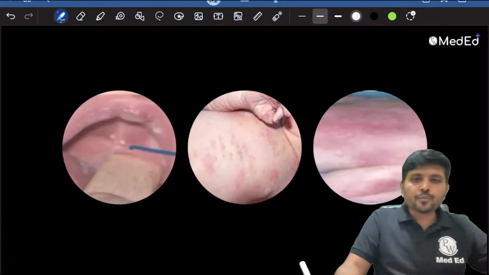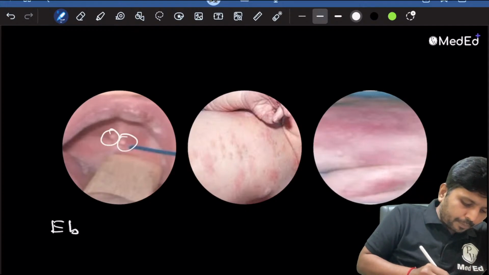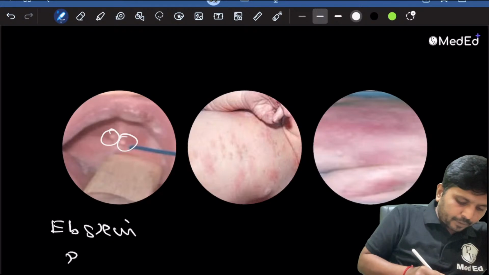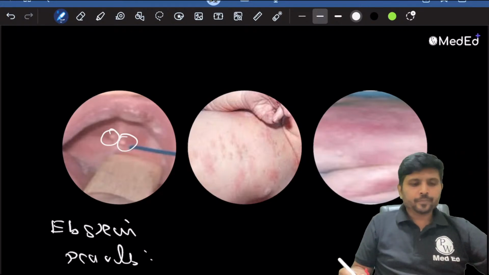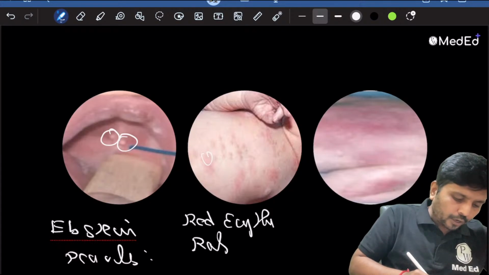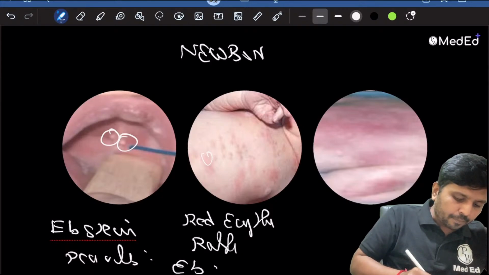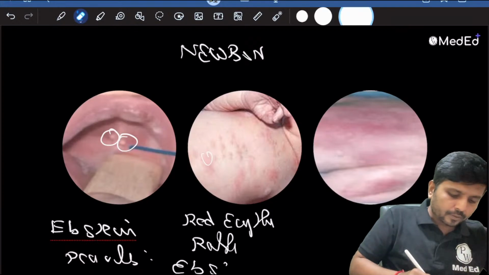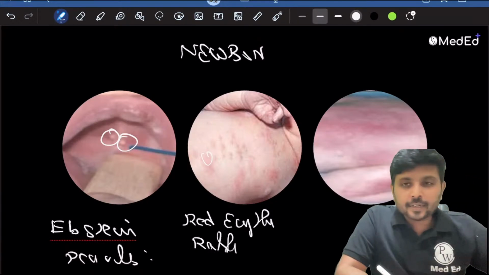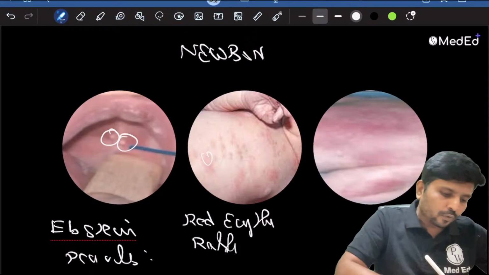Okay, what is this newborn condition? This is Epstein pearls, in the palate. Red erythematous rash in newborn. All are newborn. This red erythematous patch is called erythema toxicum. So Epstein pearls.